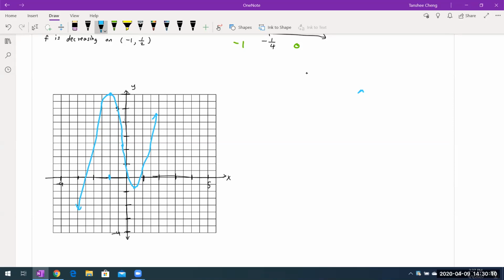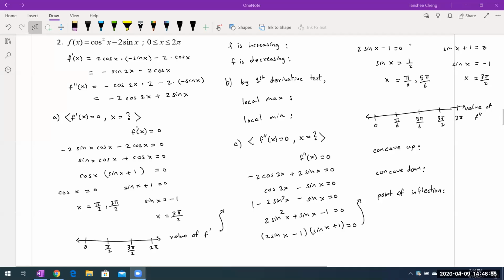So it's concave up. So this point is the point of inflection, and we have a local maximum and a local minimum right here. By checking with the first derivative, the first derivative says that from -1 to 1/2, that will be decreasing. So the graph looks like it. And then from 1/2 to positive infinity, the graph is increasing again. So this checks all the criteria that we found out earlier, and it matched.